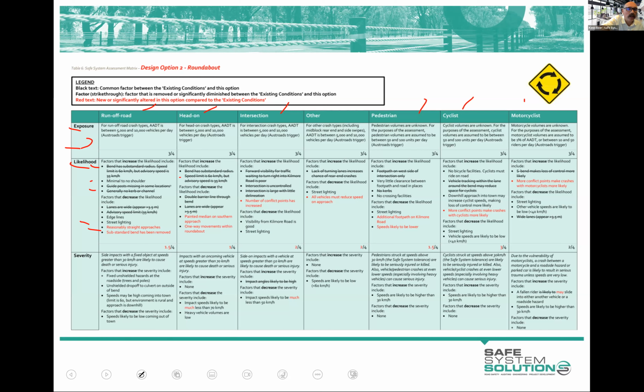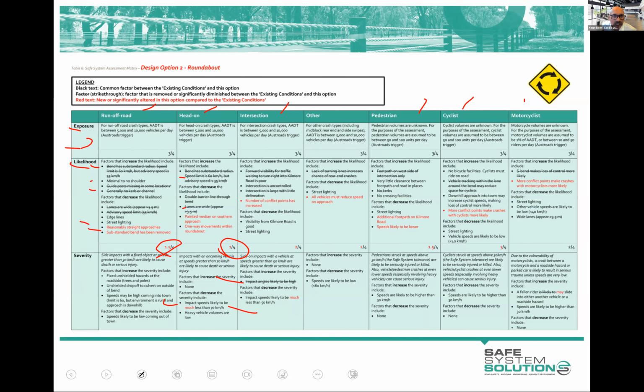Head on, same thing. We've crossed a few things out and added a few new things. When the scores have changed, we've made those red as well. So you're asking, what's altered from the existing conditions in all of these crashes? You go through and do it for all of your crash types and each of the cells, crossing bits out, adding bits, crossing bits out, adding bits, and you get there to the score for that design.